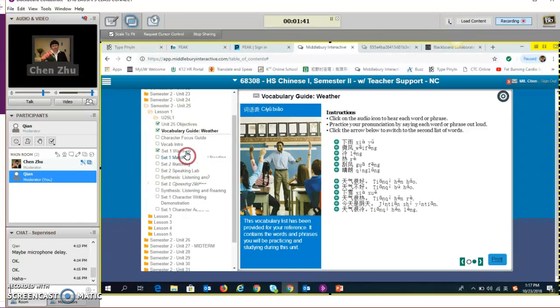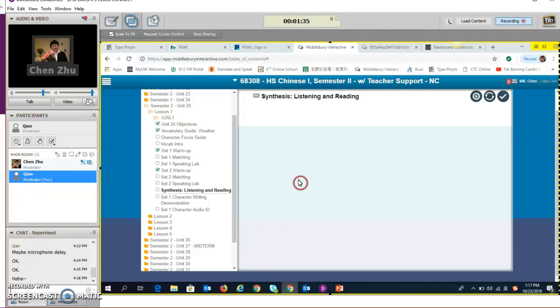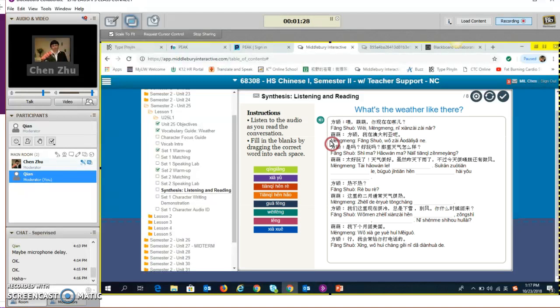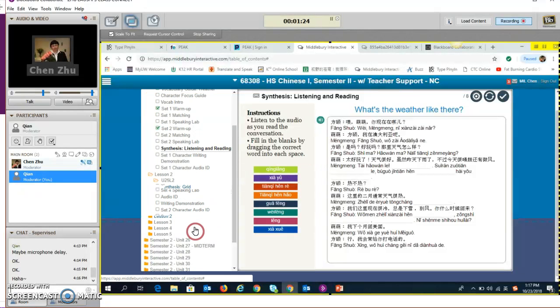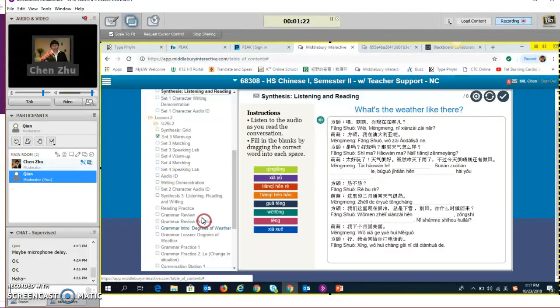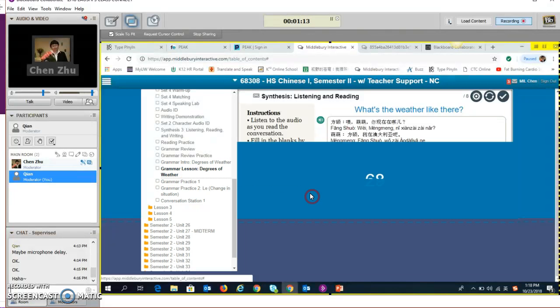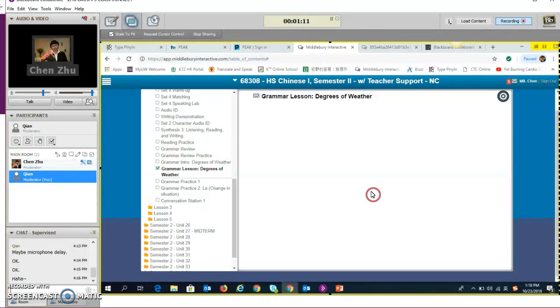So the first two lessons, these vocabulary, warm-up, matching, synthesis, are all activities to solidify the students' mastery of the vocabulary and learn to incorporate them into the lessons. And starting from Unit 2, there is a grammar lesson and some writing demonstration of characters. And the lesson this time is the degrees of weather.